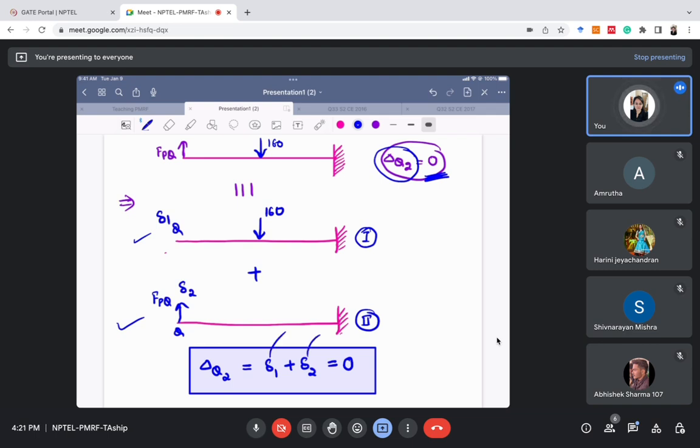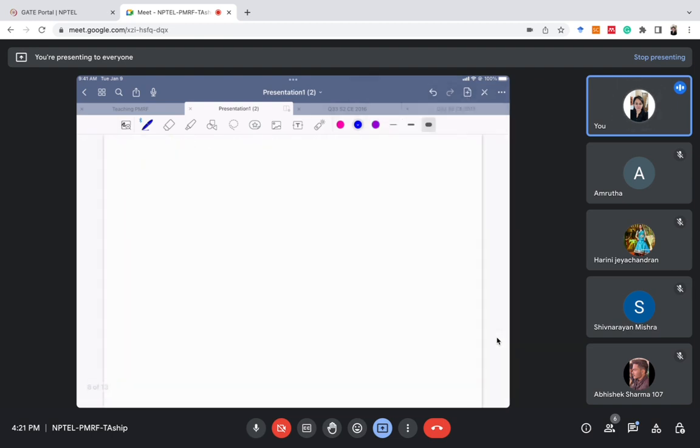So delta 1 and delta 2 are very easy to find now. Let's find delta 2 first, because it's easy. So what is delta 2 here? This is our structure. Delta 2 is due to fpq here. How will I find delta 2? From the standard deflection formula.